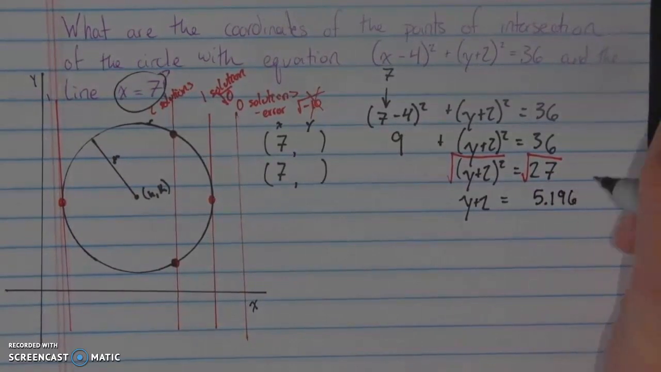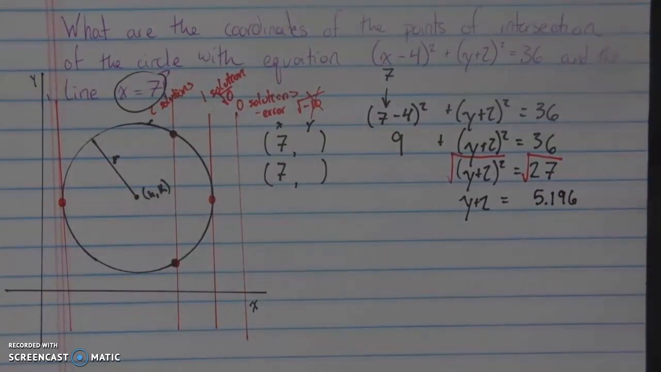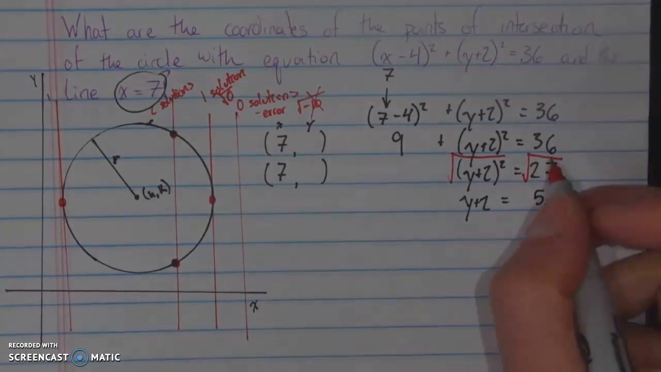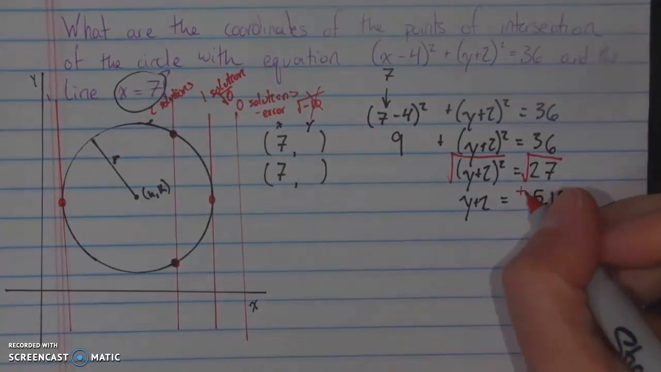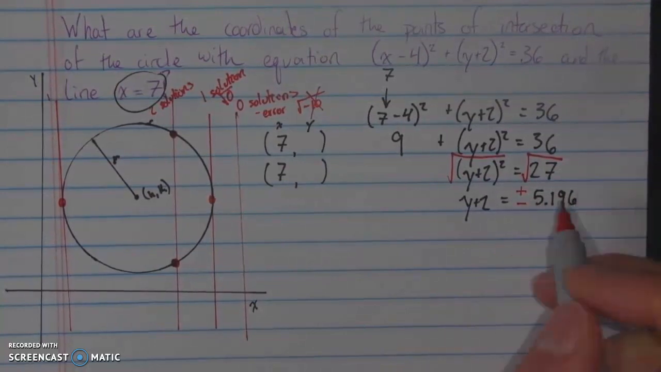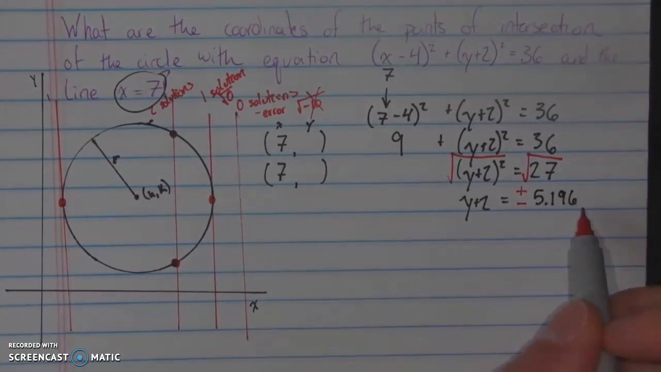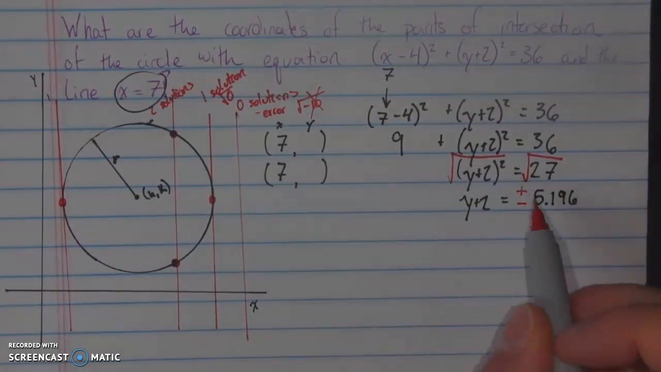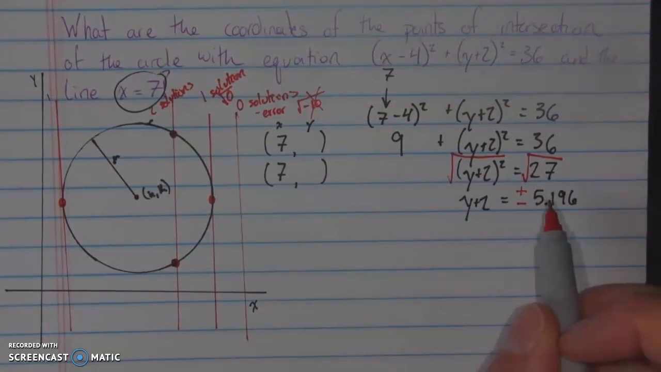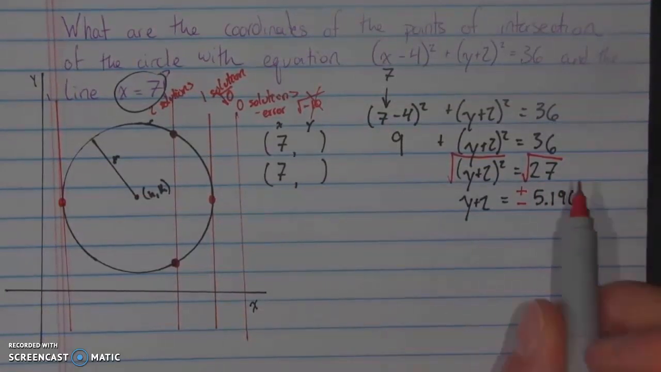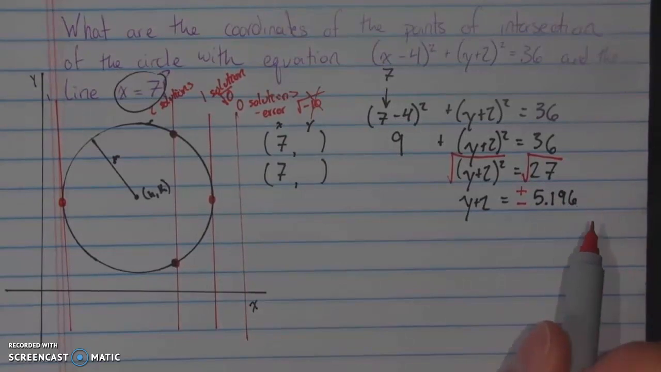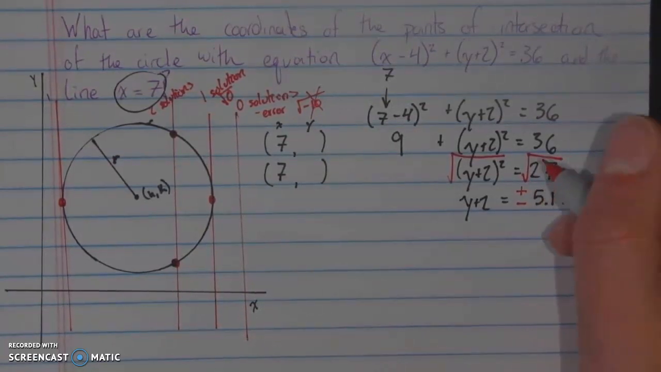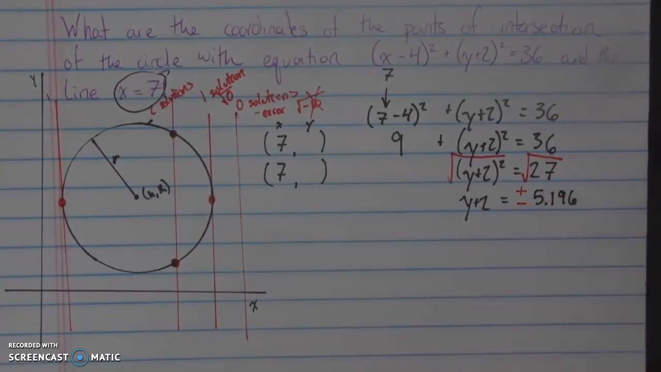But there's something here that people often forget. When you take the square root of a number, you actually get not just one result, but two. You're going to get a positive and a negative, because I could have squared 5.196 and gotten 27, or I could have squared negative 5.196 and gotten 27. So that means right here I actually have two answers. You might remember this from last year. What you're going to have to do then is solve two separate equations.